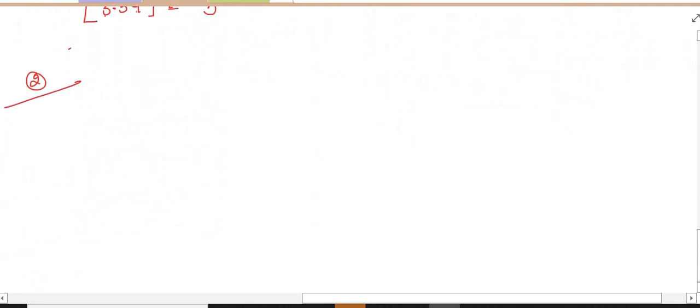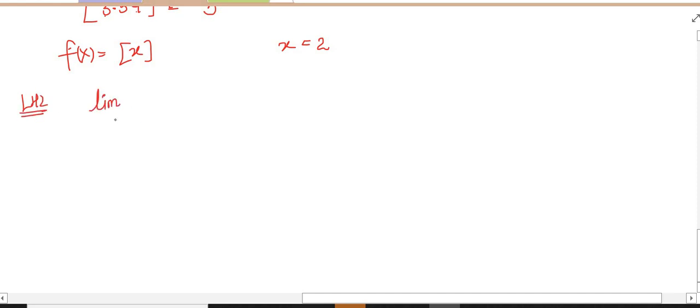Let's take it. Here is the function f(x) is equal to the greatest integer function of x, correct? So we have to check at 2. Let me check the left hand limit first. So it will be the limit as x is tending to 2 minus of the function, right?